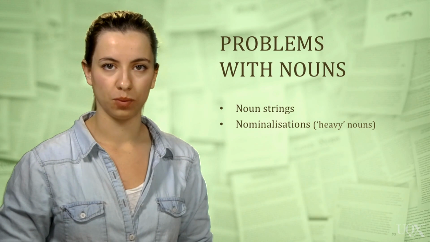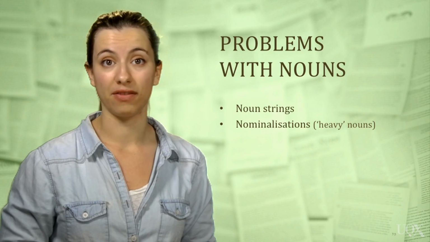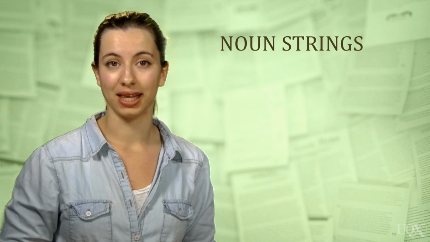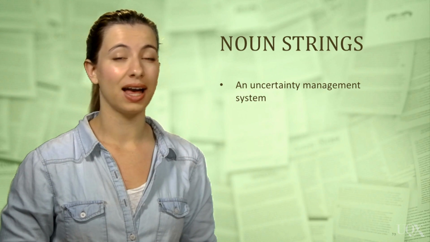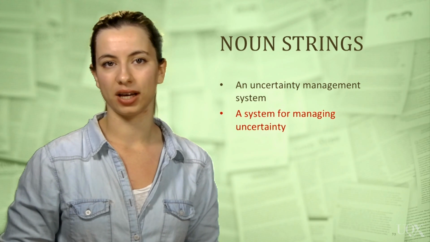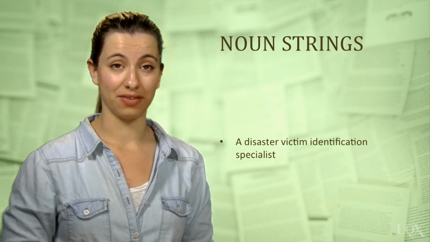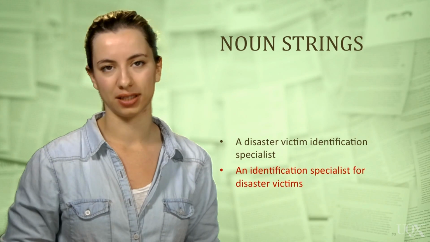There are two common problems to watch out for in noun usage: noun strings and nominalizations, or heavy nouns. A noun string occurs when too many nouns are bunched together, making it hard for the reader to discern their meaning in the sentence. The best remedy is to unstring the nouns to make it easier for the reader to process them. So instead of saying an uncertainty management system, you would rephrase it to read a system for managing uncertainty. Similarly, a disaster victim identification specialist would be better phrased as an identification specialist for disaster victims.